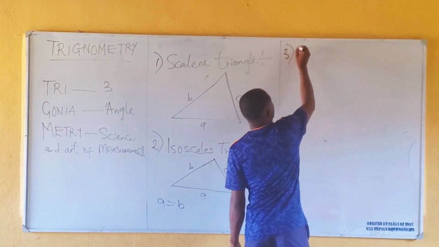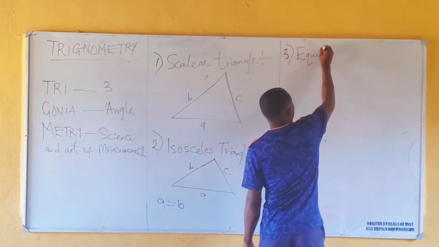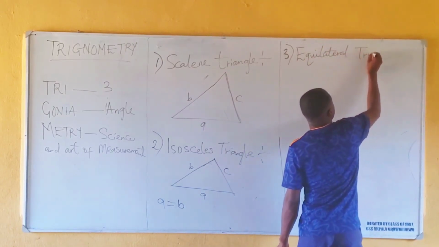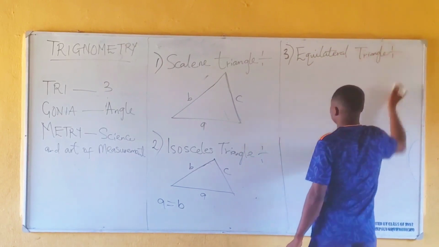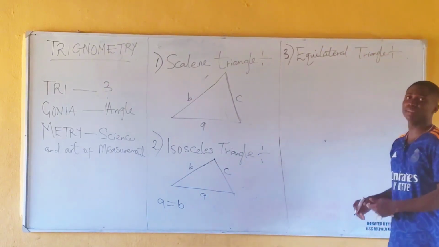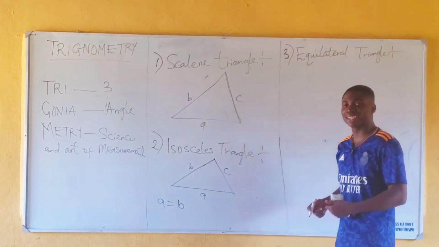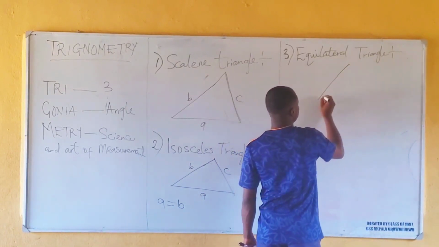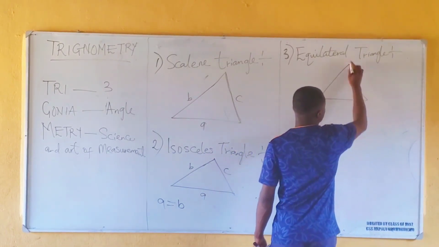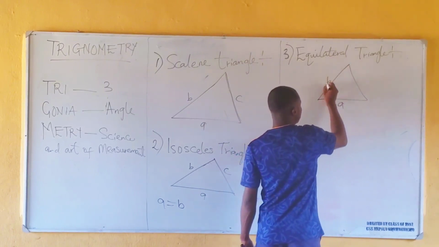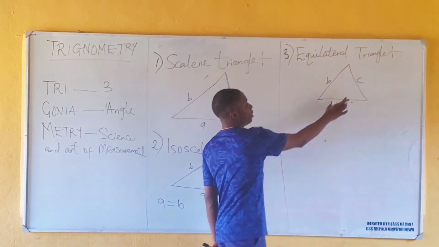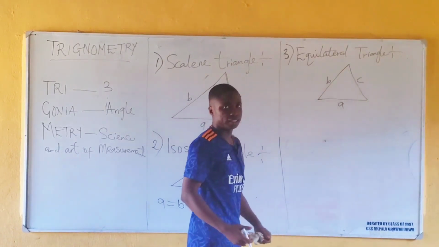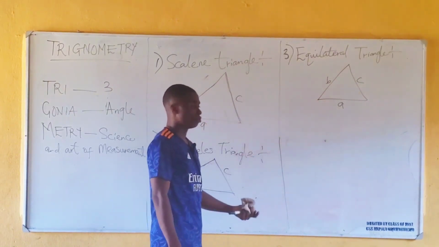And then 3, we have an equilateral triangle. So what is an equilateral triangle? An equilateral triangle is a triangle that has 3 equal sides. Take for instance, this is A, this is B, and this is C. So the length of A is equal to the length of B and is also equal to the length of C, which makes it an equilateral triangle.